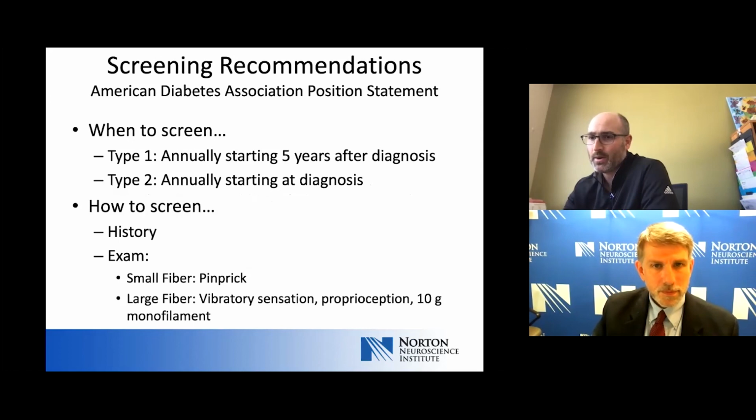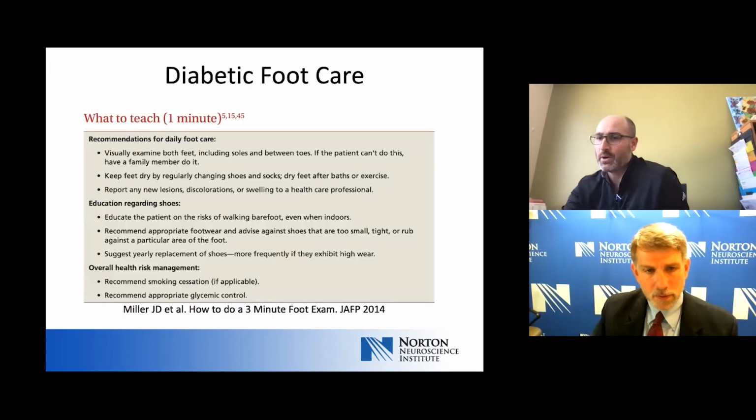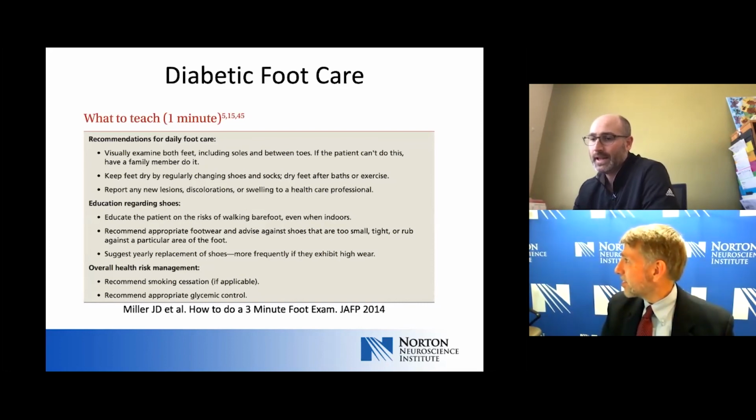So I'm just going to skip that. I know I'm short on time here. Neuropathic pain management is essentially the same as that we discussed earlier. And just a note here before I run out of time that diabetic foot care is pretty important. With loss of that protective sensation, there's going to be an increased risk of foot ulcers and ultimately amputation. So foot care is important. Encourage patients to examine their feet daily, wear shoes and change their shoes yearly, and keep those feet dry.